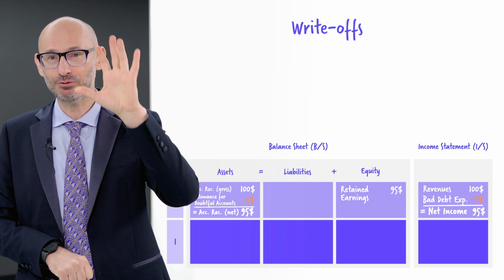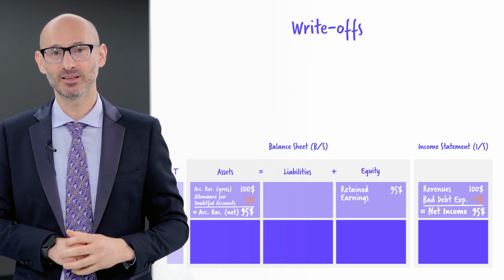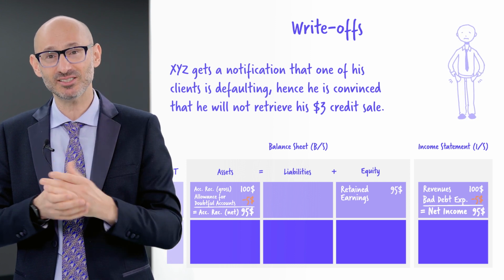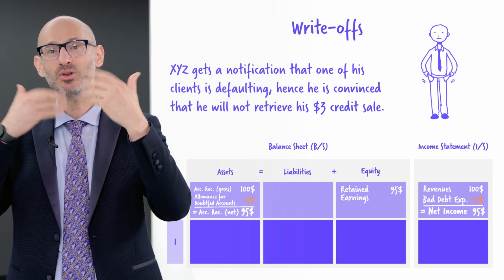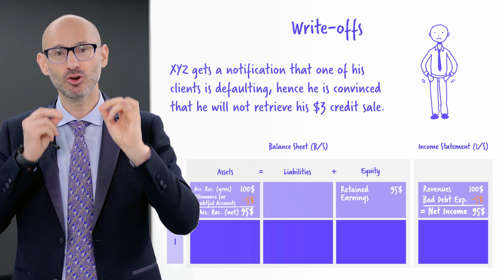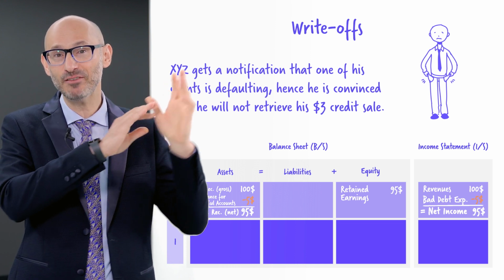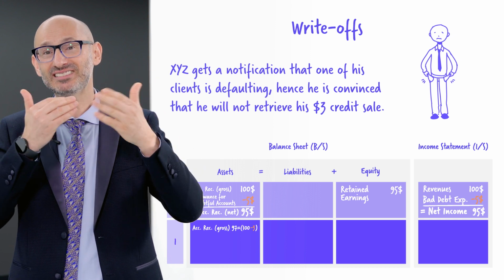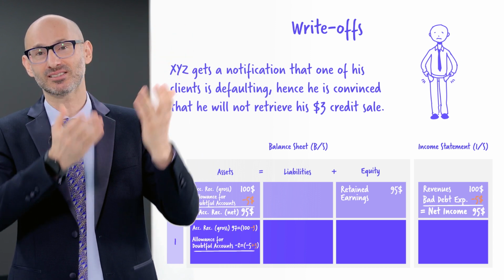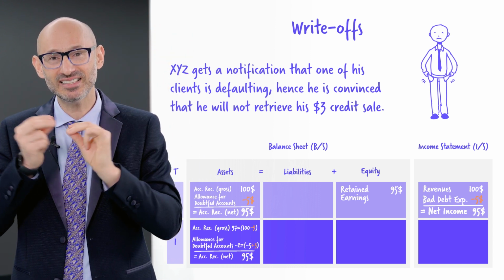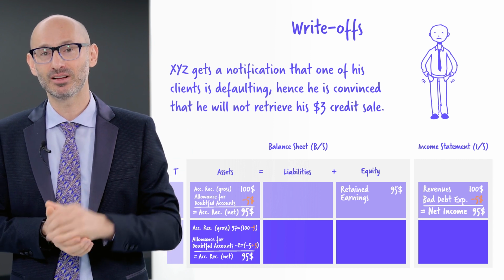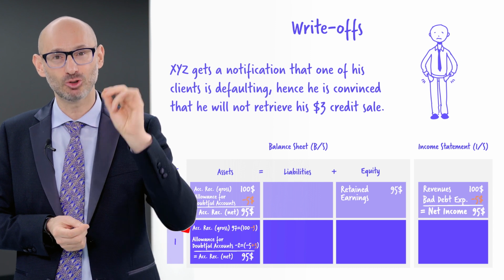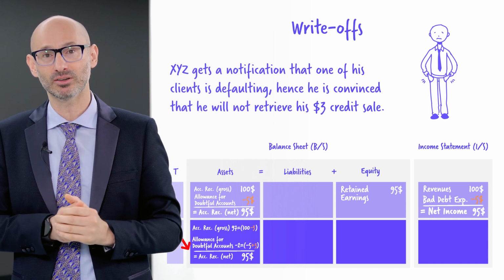Remember we had provisioned $5 of non-payment? Now assume that one of your clients that owes you $3 goes bankrupt. They will never pay you. You know that $3 of receivables have to be written off. We also need to take 3 from our allowance. Now the net receivables is still 95. However, the total value of receivables is lower, and the total value of the allowance is also lower.